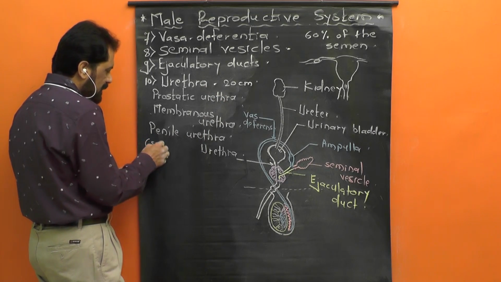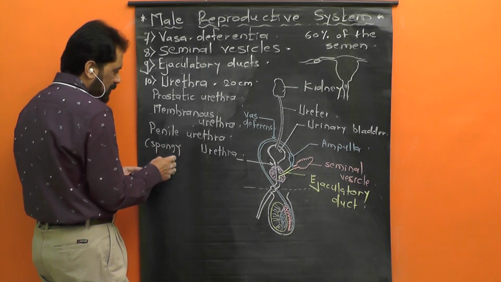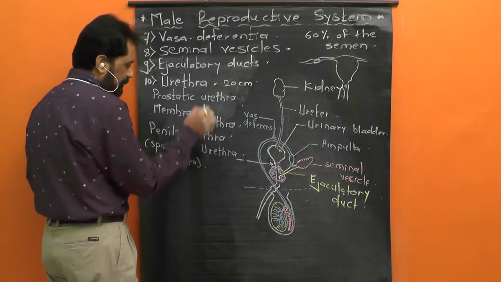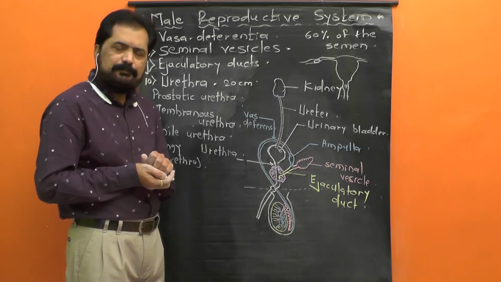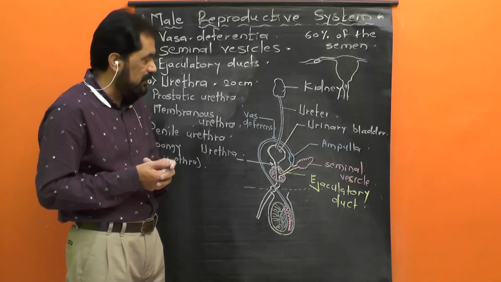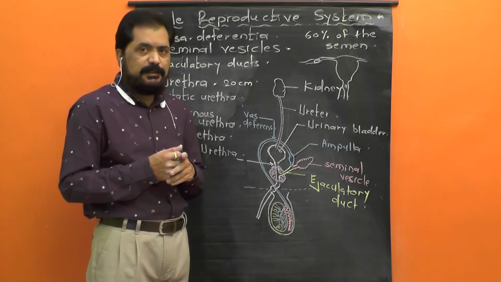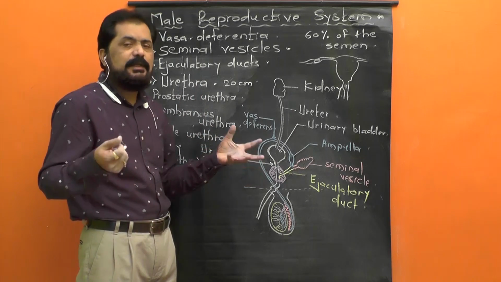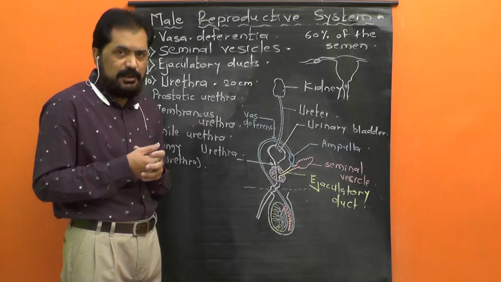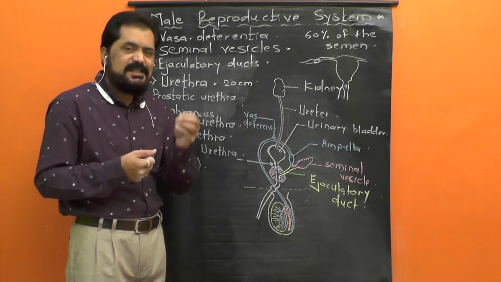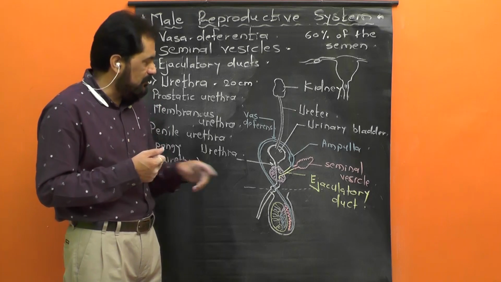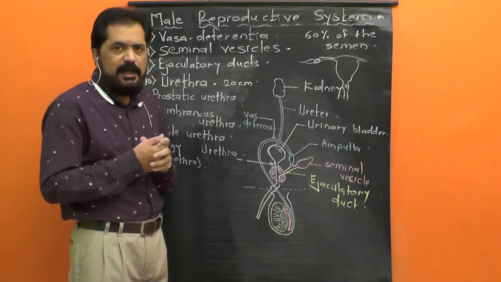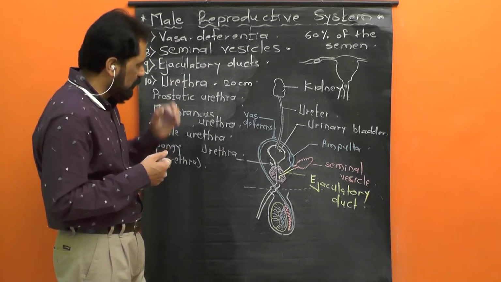It may be called spongy urethra. Why? That I will tell you after some time. Now, what is the role of urethra? We know that the main function of urethra is to carry the urine at the time of urination or micturition, and second, at the time of sexual intercourse of male and female, the semen containing millions of sperm passes through the urethra and is ejaculated outside the body. That's all about the urethra.